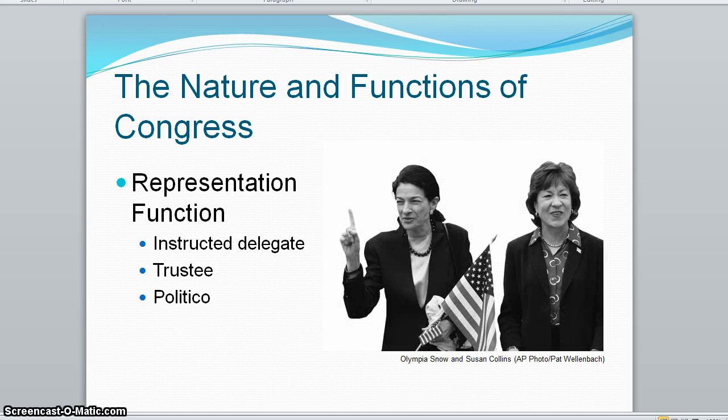Members of Congress take part in representation, promoting both their constituents' narrower views and the nation's larger interests, which can lead to conflict. They may play several roles. One, the instructed delegate. In that role, legislators reflect the views of the constituents who elected them, regardless of their own personal beliefs. The trustee view: legislators rely on their conscience and consider the broader needs of the whole society rather than the narrow interests at home. And most often, legislators combine those two roles into a more practical mix called the Politico style.